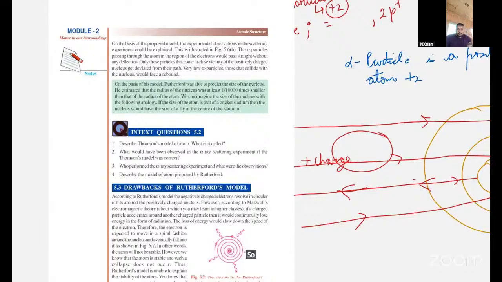So, sir, the number of electrons and protons in an atom is quite less if they have to be equal.